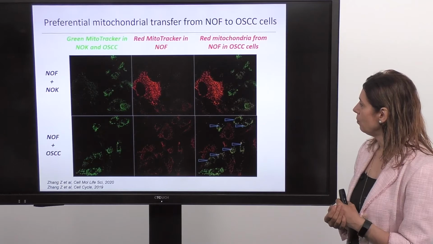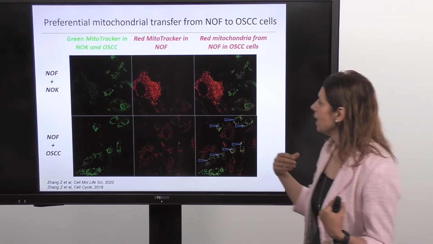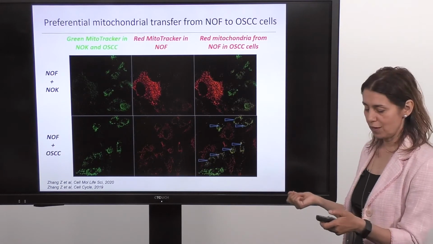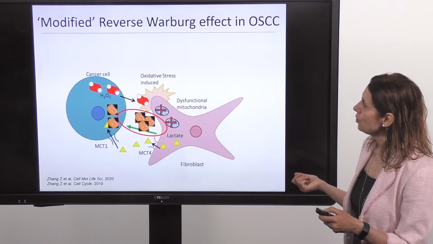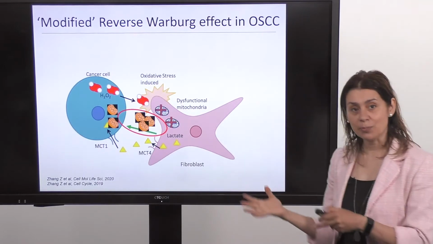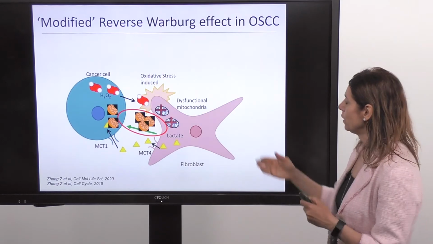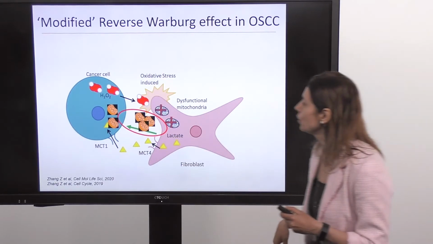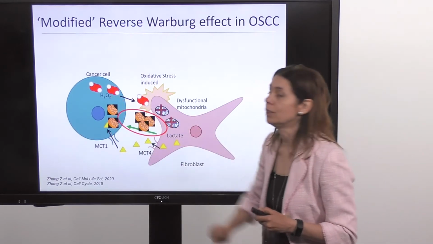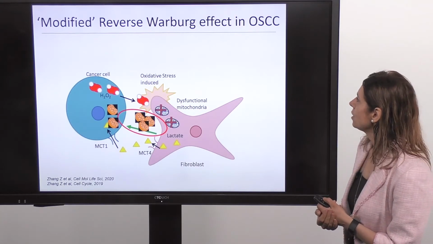We have seen some reverse transfer from cancer cells to fibroblasts, but it was mainly a unidirectional transfer. And this has been very important, for example, for how the oral squamous cell carcinoma cells become more resistant to metformin treatment in the presence of fibroblasts. So in addition to proving a reverse Warburg effect in oral squamous cell carcinoma in an experimental model, we could show in addition what we call the modified reverse Warburg effect, in which we could observe also mitochondrial transfer from fibroblasts to the cancer cells. And now we are investigating the consequences of this transfer.